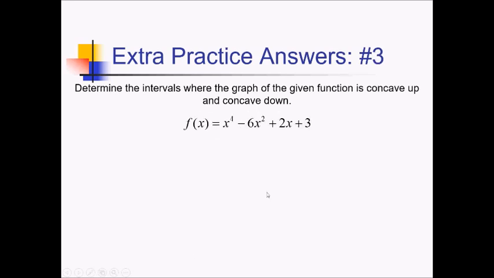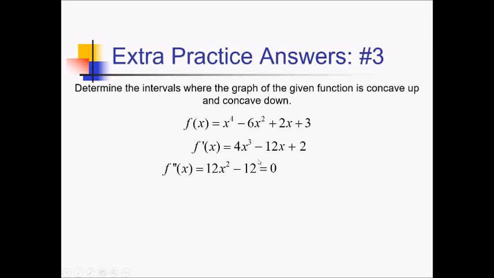To figure out intervals of concavity for this quartic polynomial, we need to analyze the sign of the second derivative, but let's start with the first derivative, which is 4x cubed minus 12x plus 2. And let's go one more derivative, so that's going to be 12x squared minus 12. So now I need to get critical values of this by setting it equal to 0 and solving.